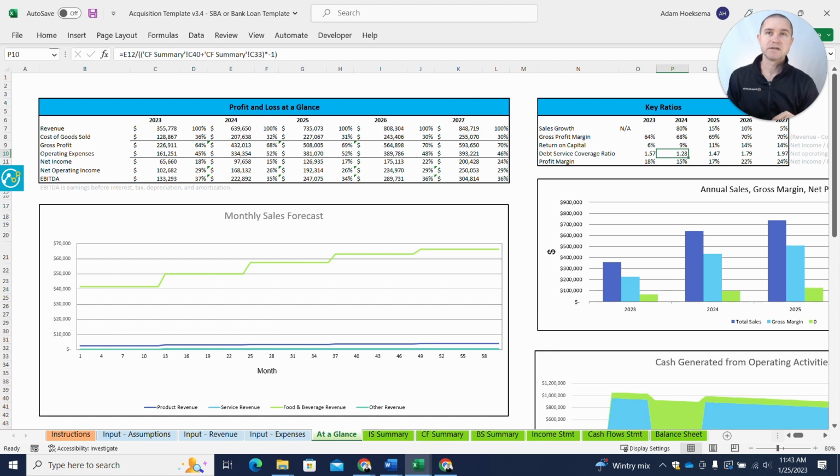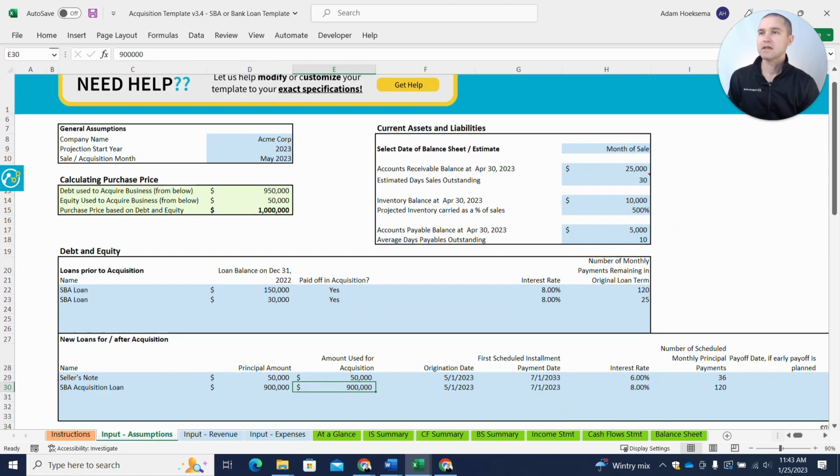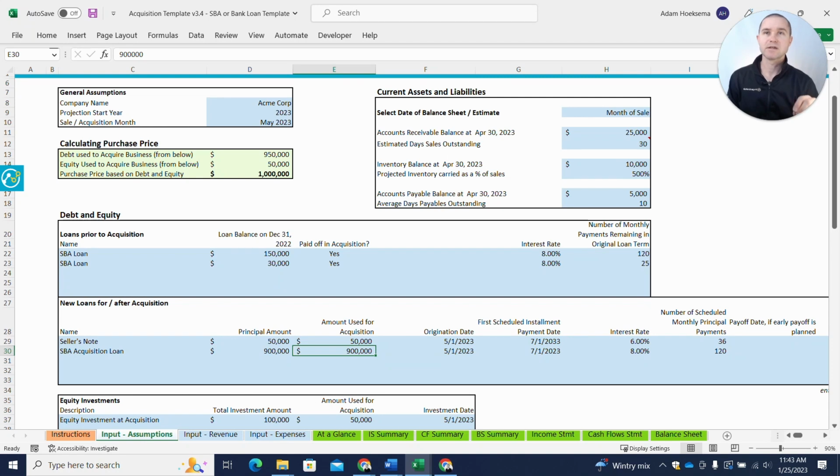So now I want to talk through some different scenarios. If we come to our input assumptions tab, this is where we can set a lot of the different assumptions about the acquisition price and how the financing is going to work. You can see up here, we've got this purchase price. In our example, we're starting out with a $1 million acquisition for the business, a purchase price of $1 million for the business.